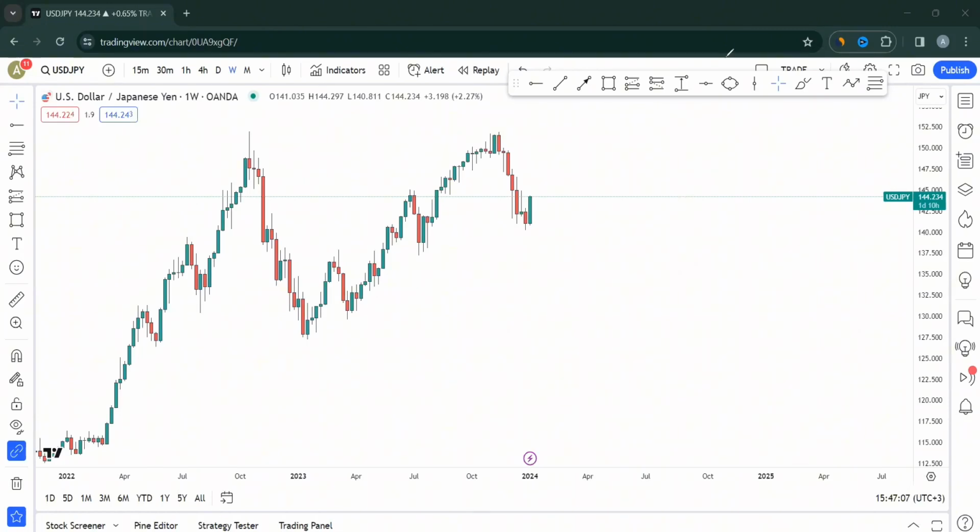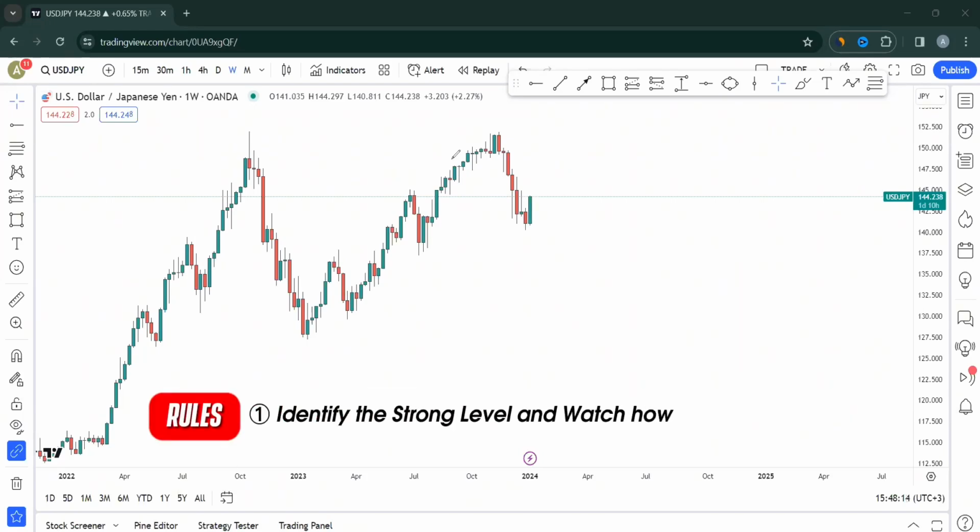So let's start with identifying or picking out the level that we want to trade from. Then we are going to sieve it out and choose the best level which we are going to consider. So what are the steps that you're going to follow? One, you have to identify the level according to the rules that we have studied.